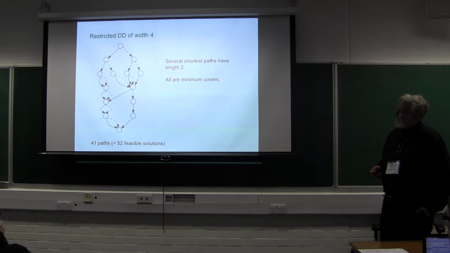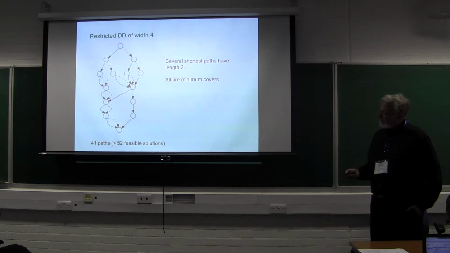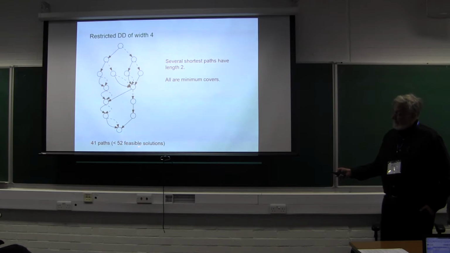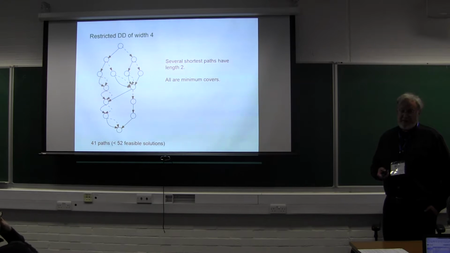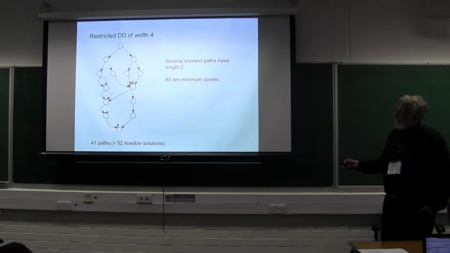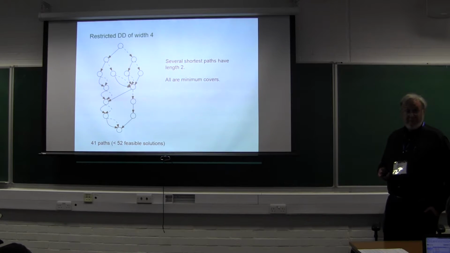This is a restricted diagram for that problem. All the solutions in this diagram are feasible for the set covering problem. It omits some of the feasible solutions because it's a restriction. So now the shortest path gives you an upper bound on the size of the minimum cover, because you're excluding some of the feasible solutions. Here you get an optimal solution by taking the shortest path. We're lucky in this case.